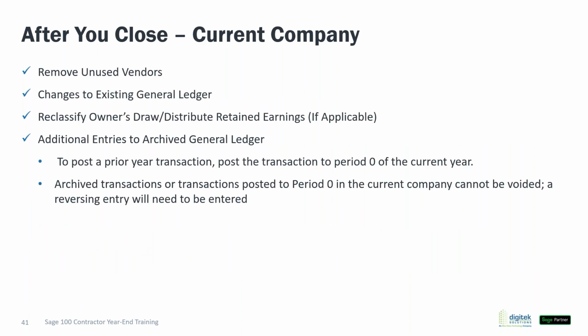Okay, what happens to your current company after you close or archive your general ledger? Or what should you do after you close? Let's go into our vendors and get it cleaned up. Let's get rid of any vendors that we are no longer using. We can also make changes to our general ledger accounts at that point in time. If we have some old GL accounts that we're no longer using, we should be able to go in there and delete those. You might need to reclassify any owner's draws or distributions if that's applicable to your company.